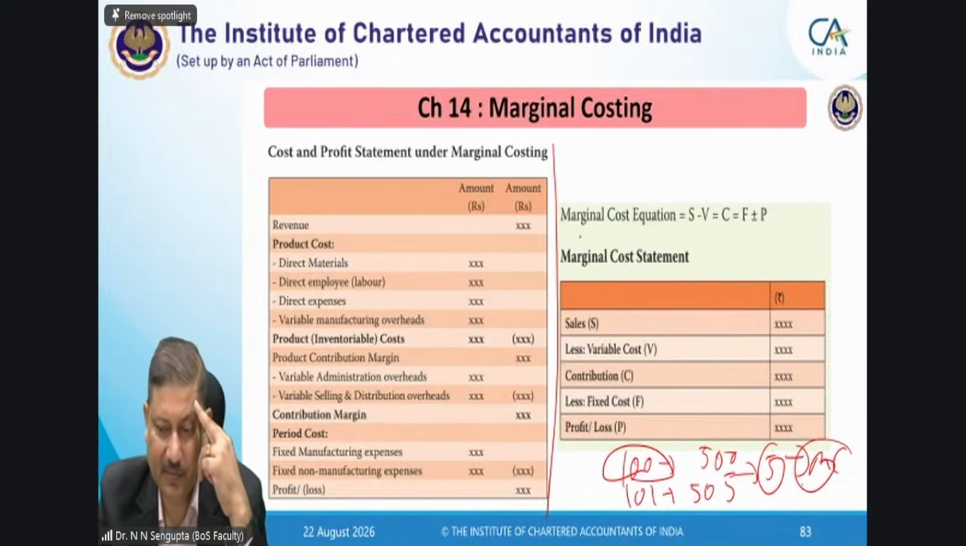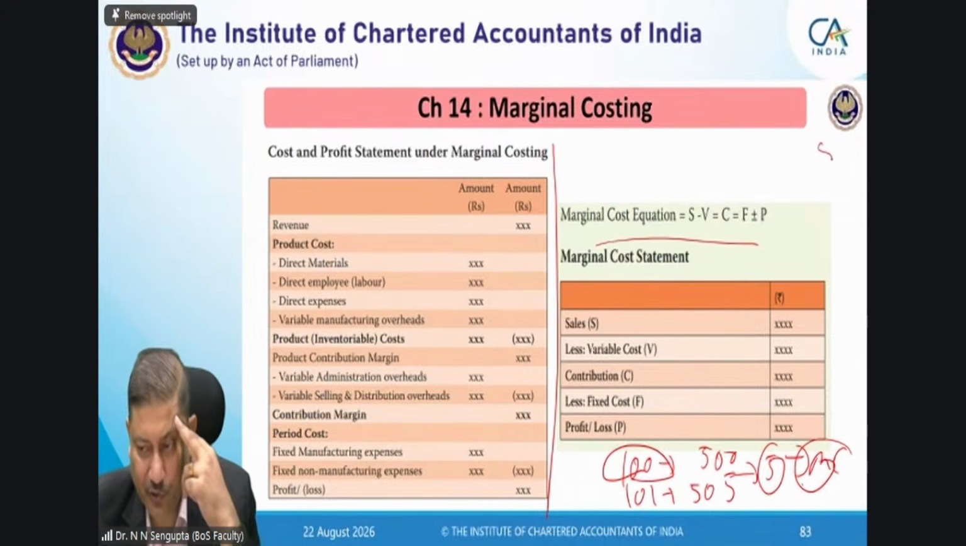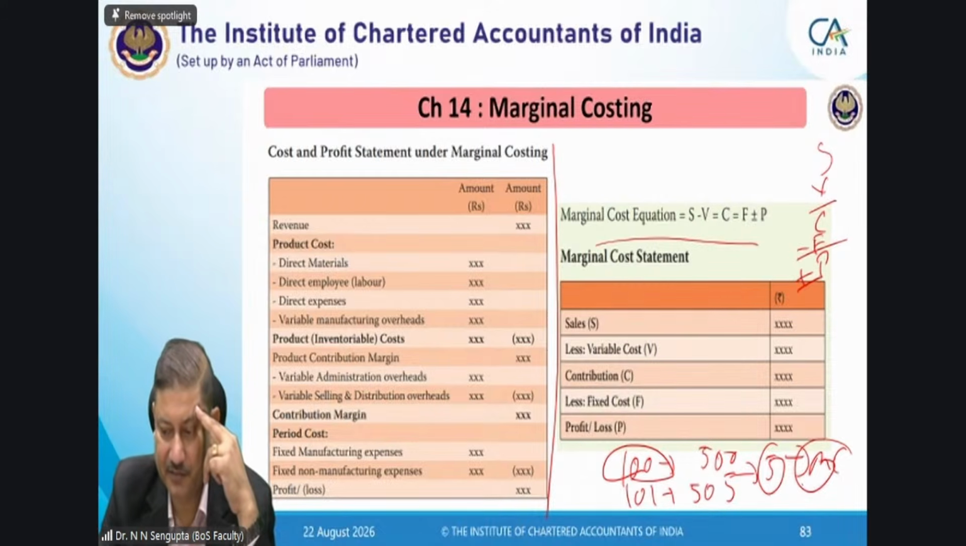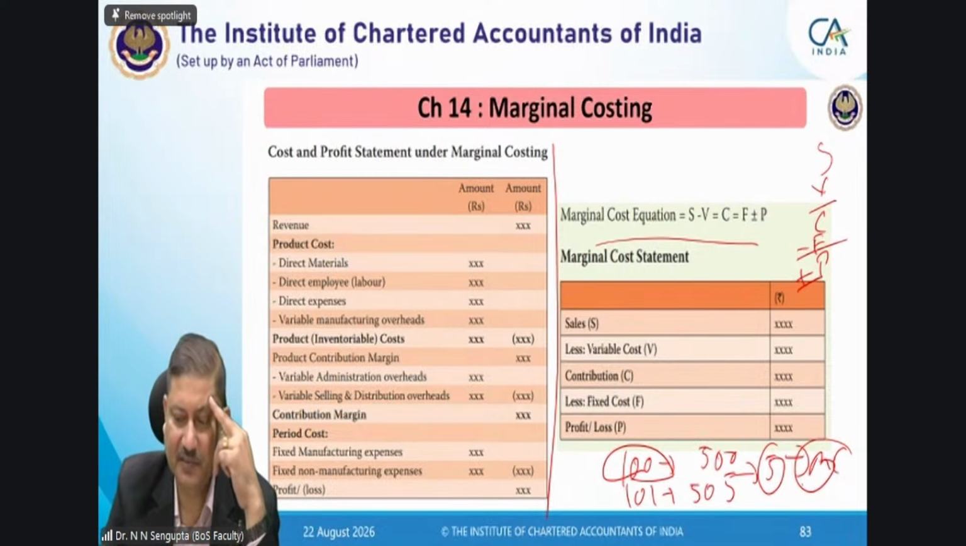Then this is the marginal cost equation. I already told you: sales minus variable cost is contribution, contribution minus fixed cost is profit. Profit can be plus, profit can be minus. Minus means loss. So this is basically the statement.